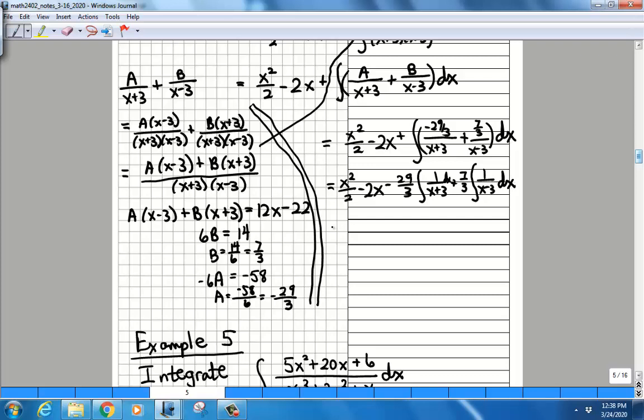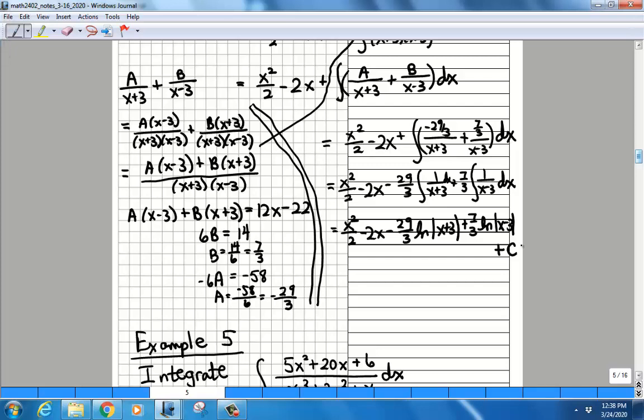But those are very easy to integrate using the natural log. So I have minus 29 thirds times the natural log of the absolute value of x plus 3, and then plus 7 thirds times the natural log of the absolute value of x minus 3. And then don't forget, finally, our constant. There it is.